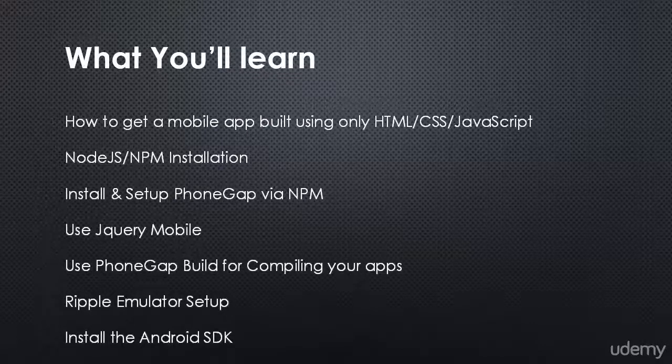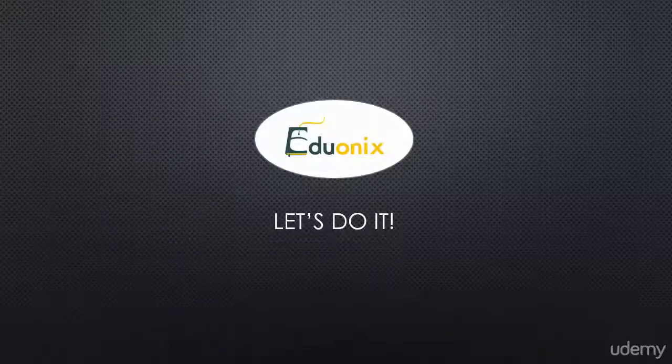So you'll learn how to get a mobile app up and running, using, of course, HTML, CSS, and JavaScript. We'll install Node.js and NPM. We'll install and set up PhoneGap, jQuery mobile. We'll use PhoneGap Build for compiling your app. We'll also set up Ripple, which is a browser-based emulator, and we'll be using that most of the time. But we'll also set up the Android SDK and the ADB, which is the virtual device for Android. Alright, so that's it, and let's get started.